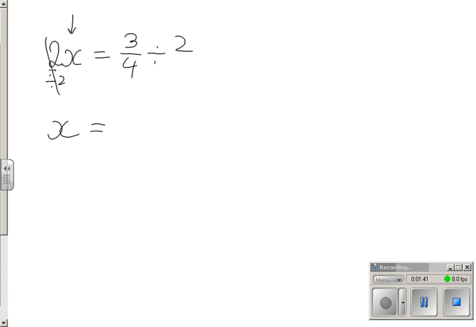I'm left with x. And over here, what I really end up with is a division of fractions. Now that takes us back to grade 8 when we worked with division of fractions. What is 3/4 divided by 2? Well, 2 is really 2 over 1. And when I divide fractions, I know I have to change it to multiplication and use the reciprocal of the second fraction. So it was 2 over 1. It's now 1 over 2.